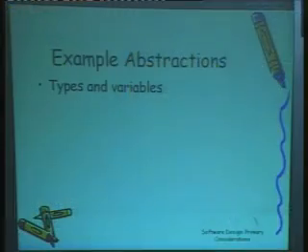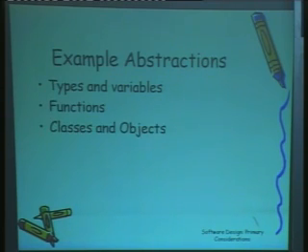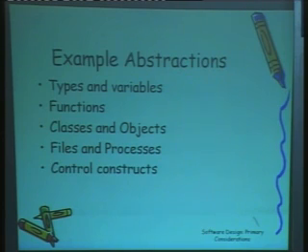So we use this principle of abstraction in your day-to-day programming practices. Types and variables, functions, classes and objects, files and processes, control constructs such as if then else, repeat until, for, or sequence statements. These are all abstractions, control and data abstractions, packages and so on. So use these abstractions and then build your system. So these are programming abstractions.